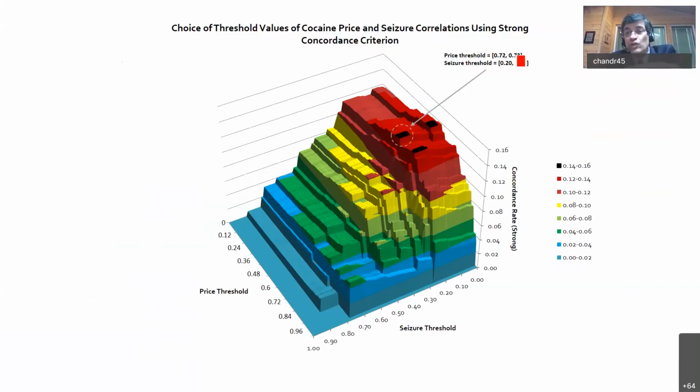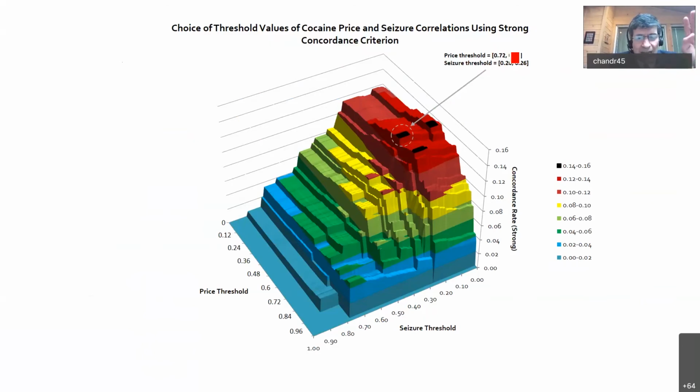And then we use those thresholds to generate our list of what our price and seizures data are telling us about the market. Okay, so this is just a little bit more complicated than what happened earlier. The basic message is you can use seizure thresholds as well.